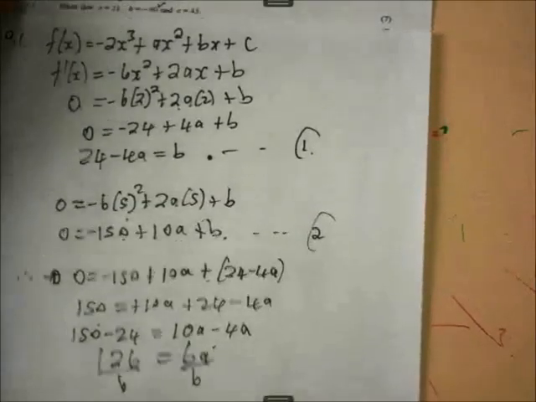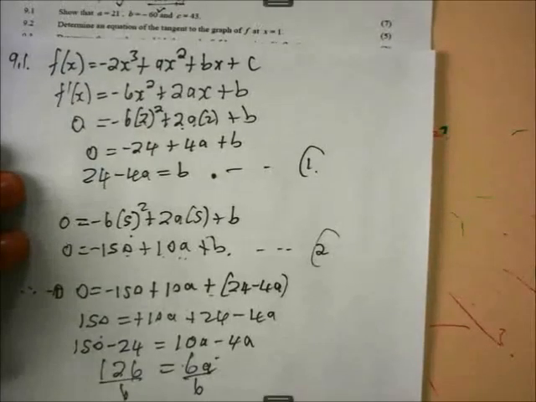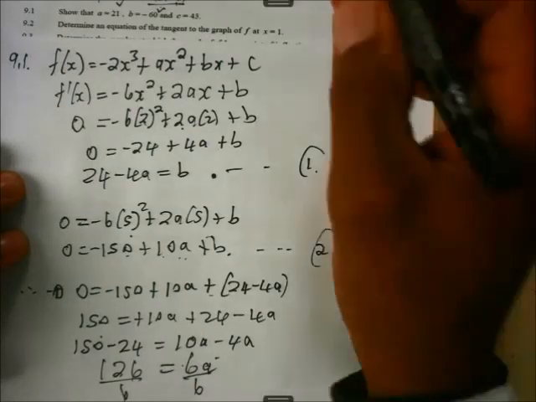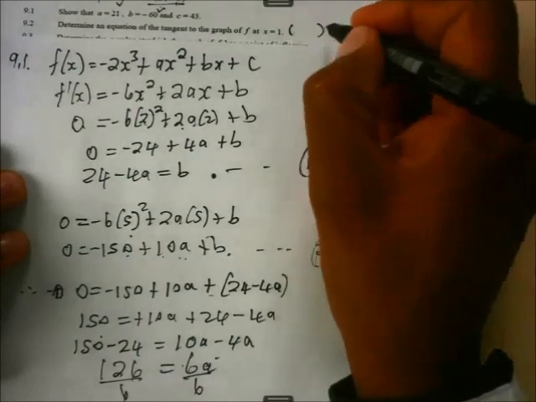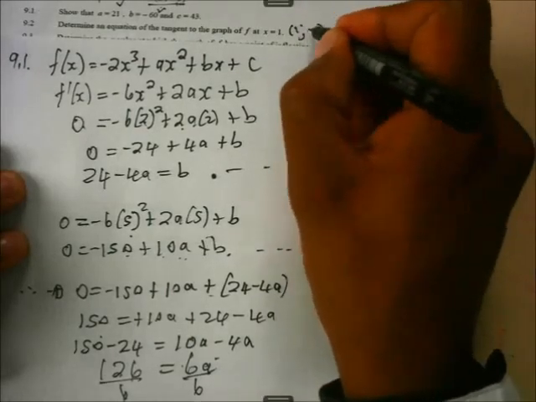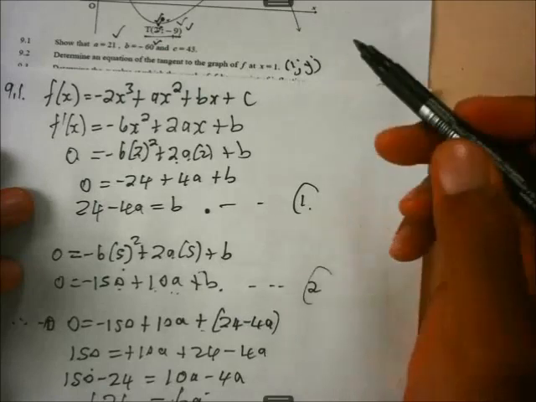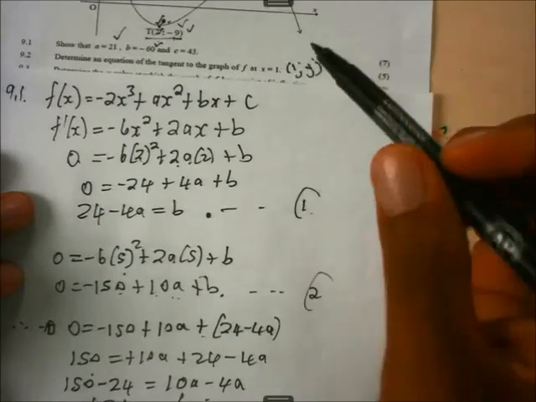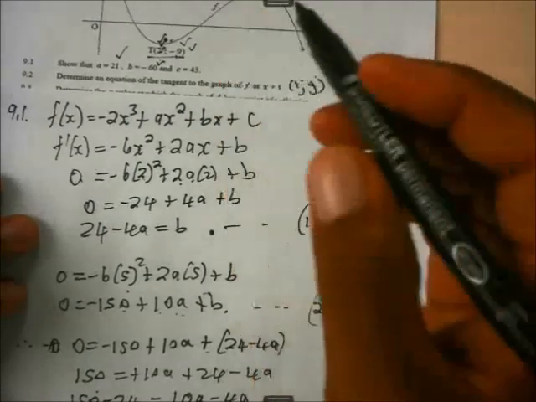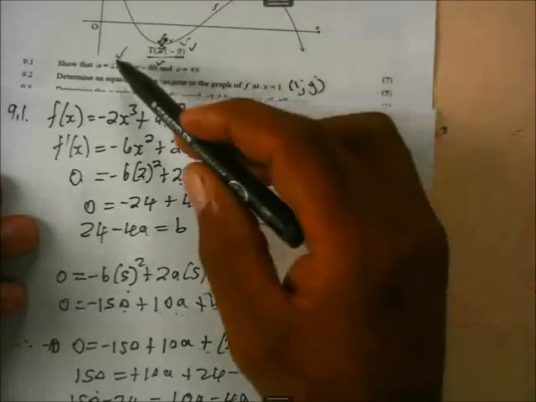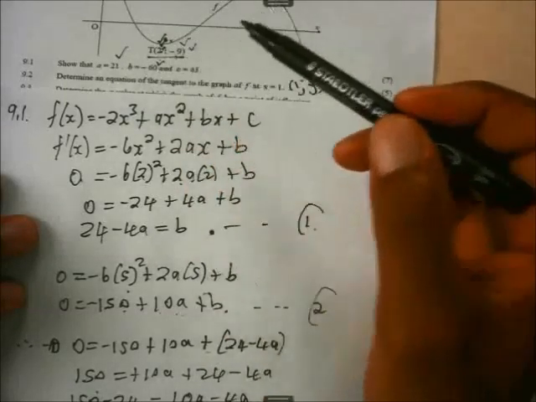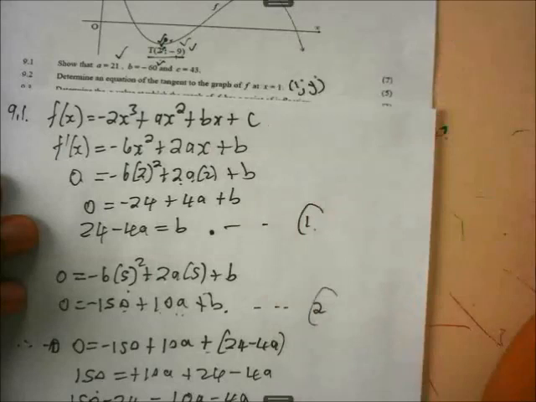I think now you have this right. Of course, 9.2 was to determine the equation of the tangent to the graph of f at x equals 1. Of course, you looked at this one yesterday. X is 1. Now you need to find the y value here. How do you determine the y value? You just take 1 and substitute it in the original equation, where a is 21, b is minus 60, and c is 43. You have the corresponding y value.